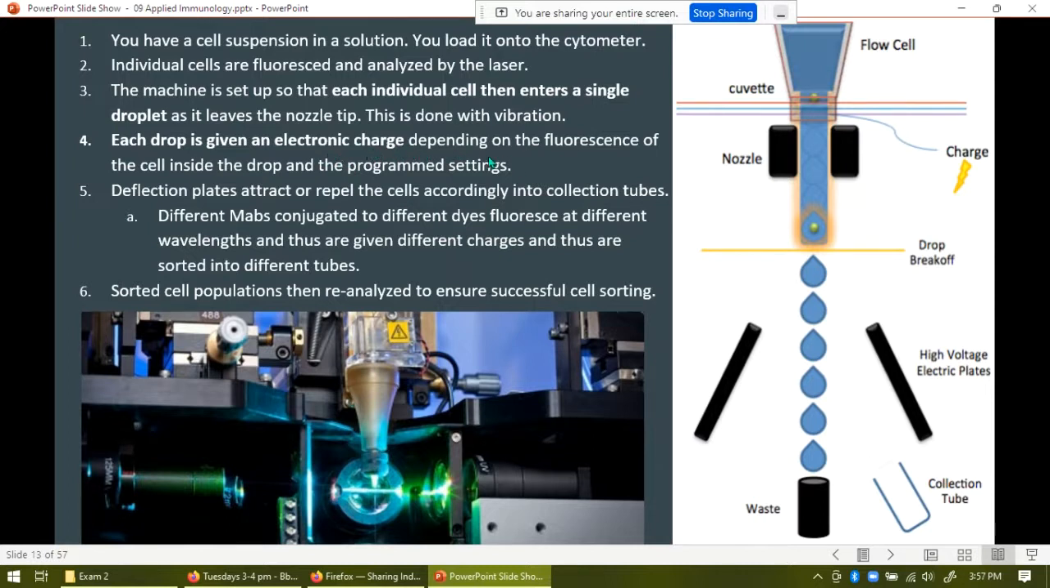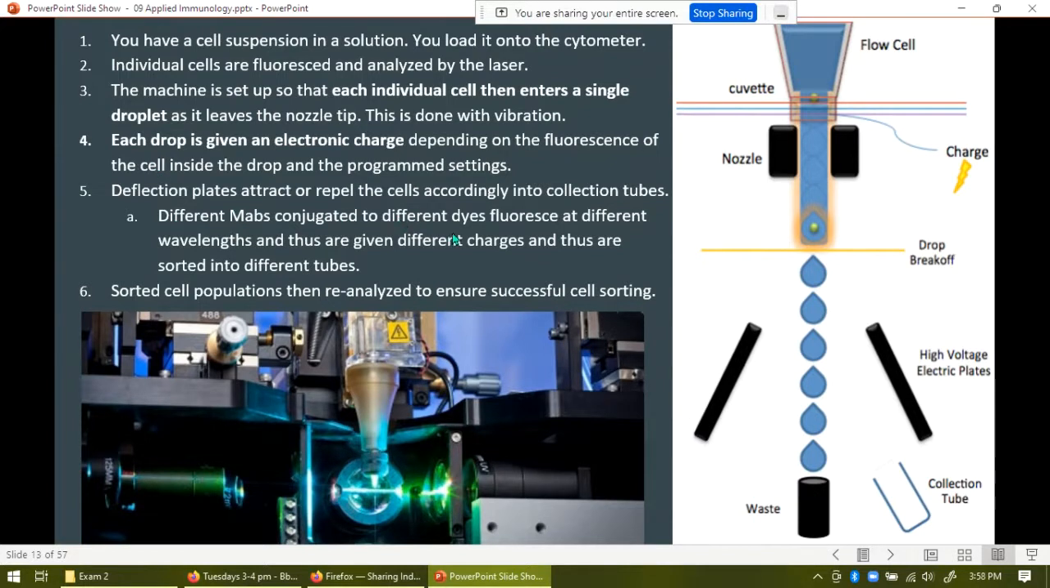And that electronic charge depends on the fluorescence of the cell inside the drop, and it depends on the program settings. So you might want your negative cells to go into the waste, and your positive cells to go into the collection tube, for example. That would be pretty common. And then once they're given a charge, deflection plates attract or repel the cells accordingly into collection tubes. So you have basically strong electromagnets on either side of the dropping zone, and those electromagnets are going to attract positively charged ones into the collection tube, and they're going to put non-charged ones into the waste for you.